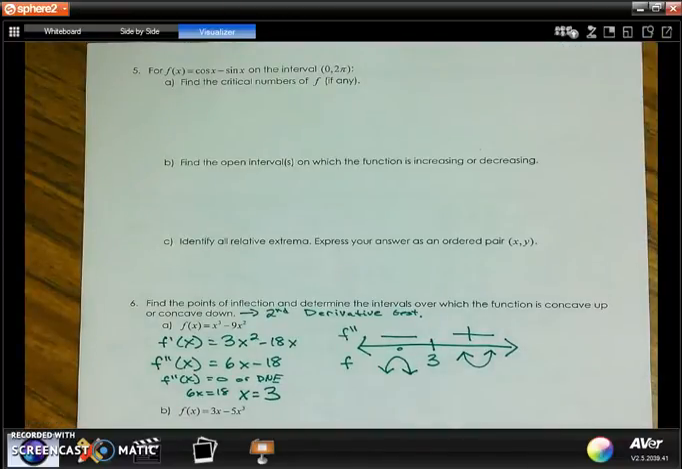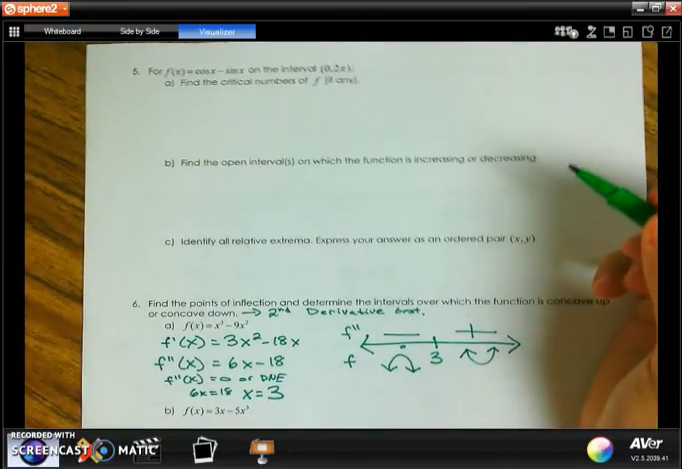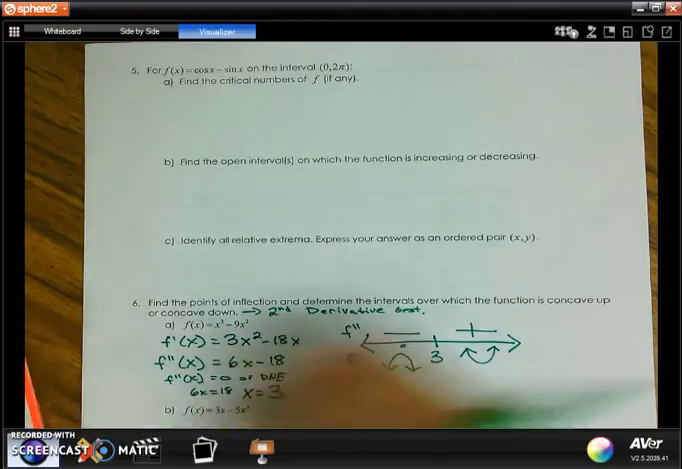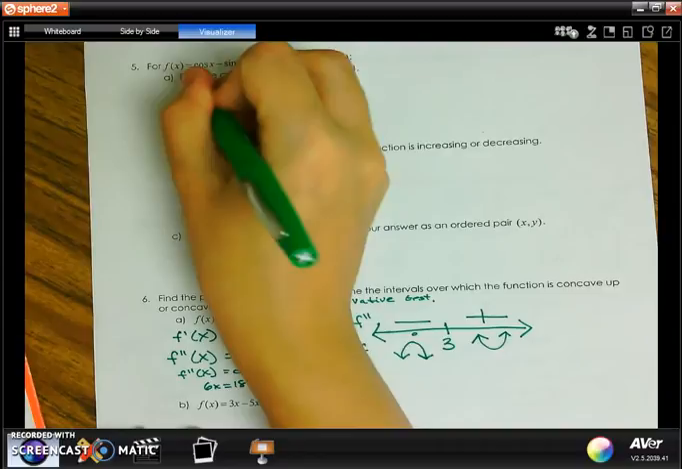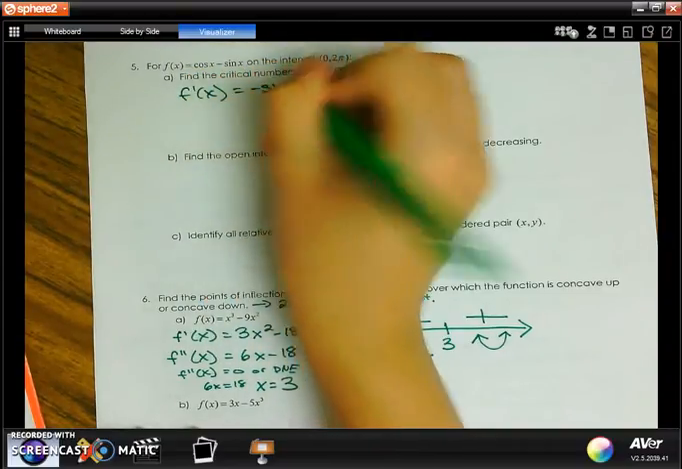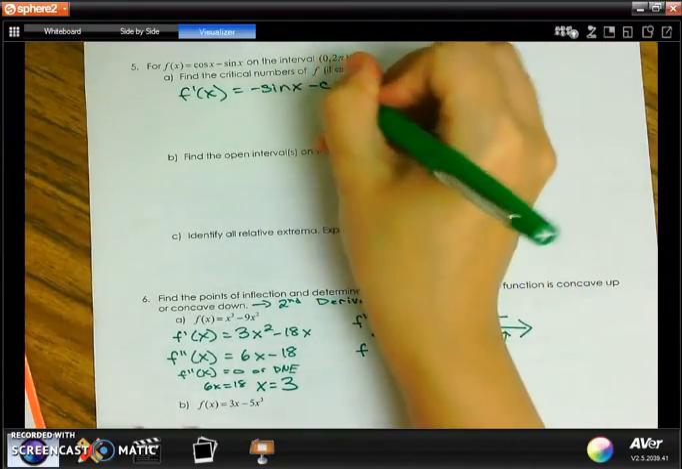Okay, for number 5, we have f of x equals cosine of x minus sine x, and we're basically just trying to do the same thing, but this one has trig. So again, to find the critical values, your goal is to take the derivative, set it equal to 0, right? And then we're going to use a sign chart to figure out if they are maxes or mins. So here, the derivative of cosine is negative sine x. The derivative of negative sine is going to be negative cos.